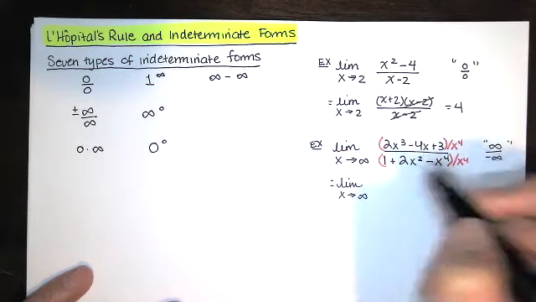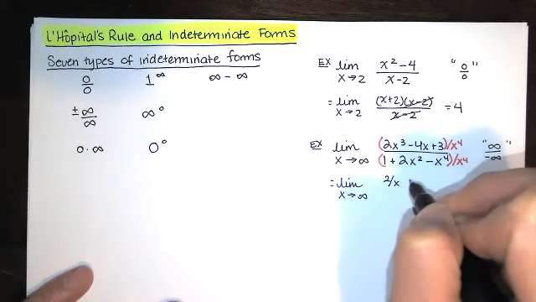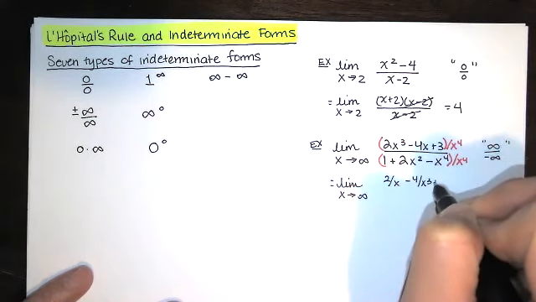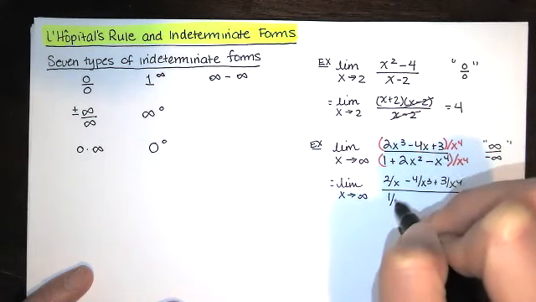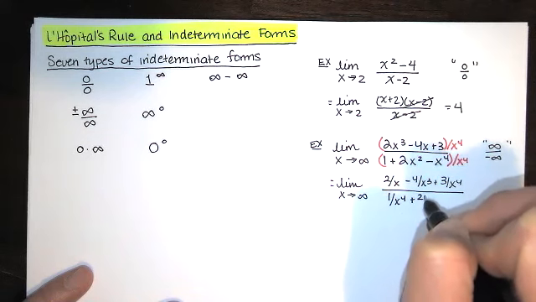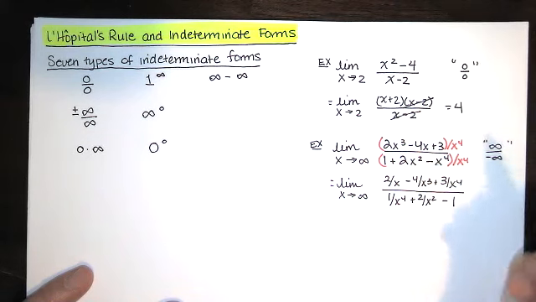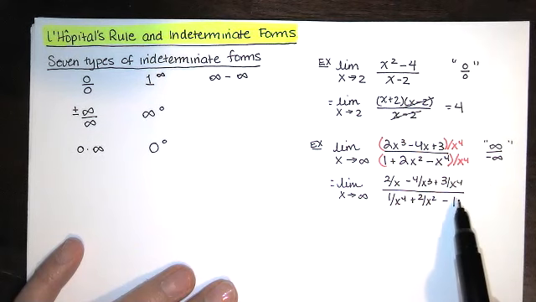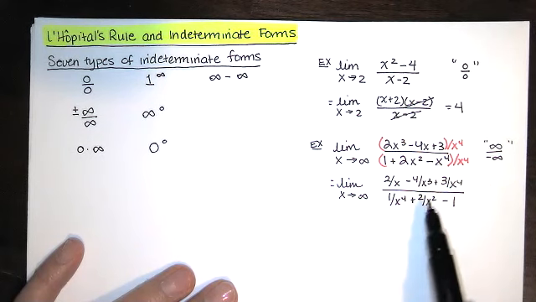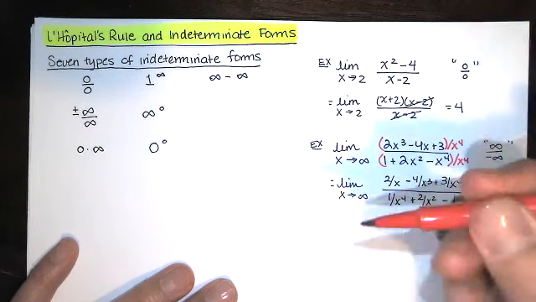So when we divide everything by x to the fourth, we get 2 over x minus 4 over x cubed plus 3 over x to the fourth. In the denominator, we've got 1 over x to the fourth plus 2 over x squared minus 1. Now, because we divided by x to the fourth, we get a constant in the denominator plus a bunch of terms that are approaching 0.